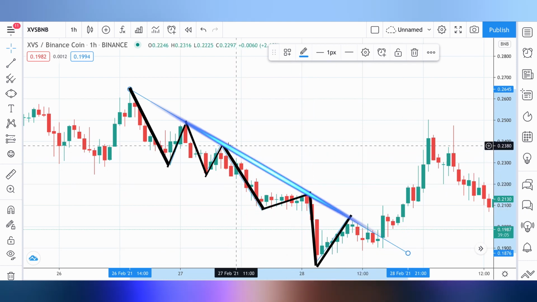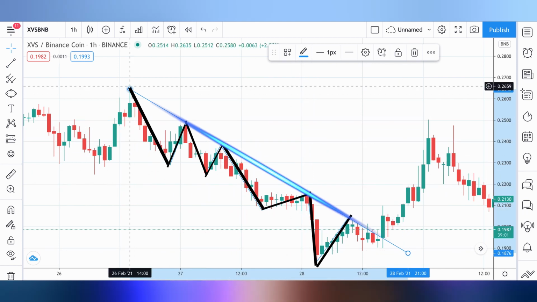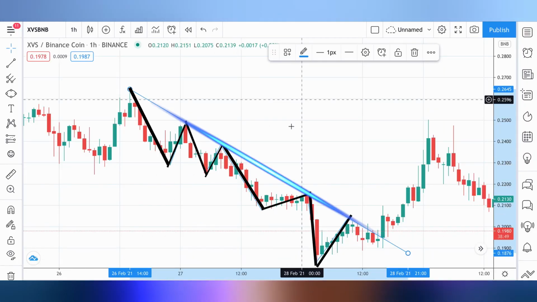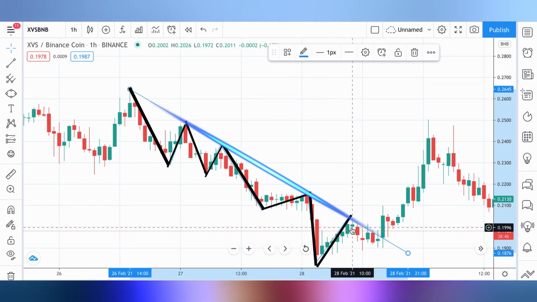1, 2, 3, 4, and 5. We only need 3 in order to confirm a downtrend, but we have 5. So this is a really good example of a downtrend. And then here we have 1, 2, 3, and 4. So in a downtrend, we're going to connect the dots from the top coming down.